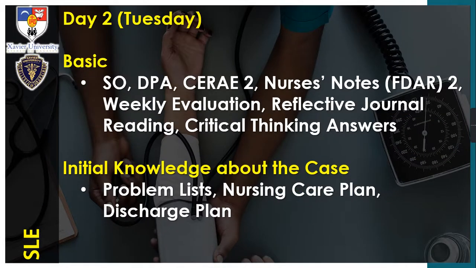For day 2, Tuesday, your basic requirements include your general objective, your specific objectives, your daily plan of activity, your survey 2, nurse's notes for day 2, weekly evaluation, reflective journal reading, and of course your critical thinking answers. Initial knowledge about the case includes the problem lists, the nursing care plan, and of course your discharge plan.